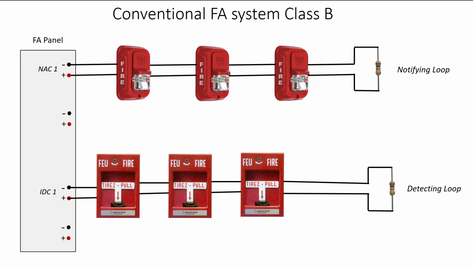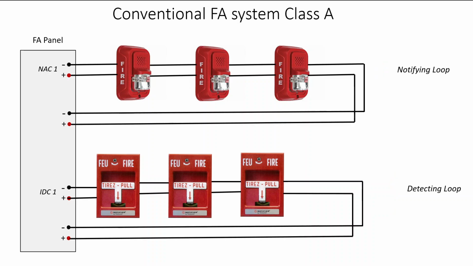In order to unpack a Class A system, we're going to start with a Class B, and you'll notice that all we're going to do now is remove the end-of-line resistor for both, and run the conductors all the way back to the fire alarm panel. Now, most panels are designed to account for one or the other. It's up to you, the engineer, and the fire code standards which of the two you choose, Class A or Class B.